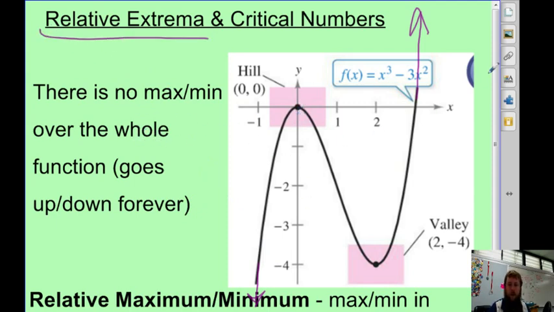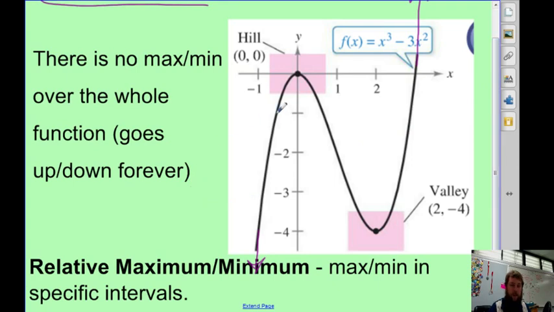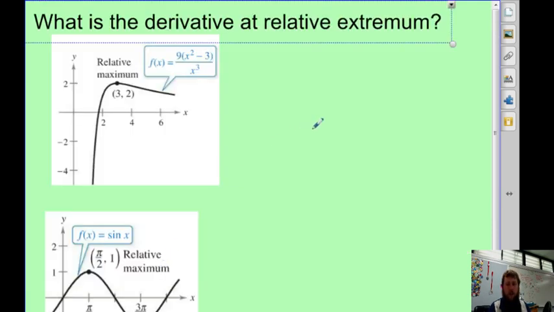Our relative maximums and minimums happen at specific intervals. Right here, you can see that we go to the top of a hill, so this is a relative maximum. And down here, we go to the bottom of a valley, so this is a relative minimum. It's not the absolute maximum or minimum because we know we go down forever, but we have relative maximums and minimums. That's important. So what's the derivative at a relative extremum?